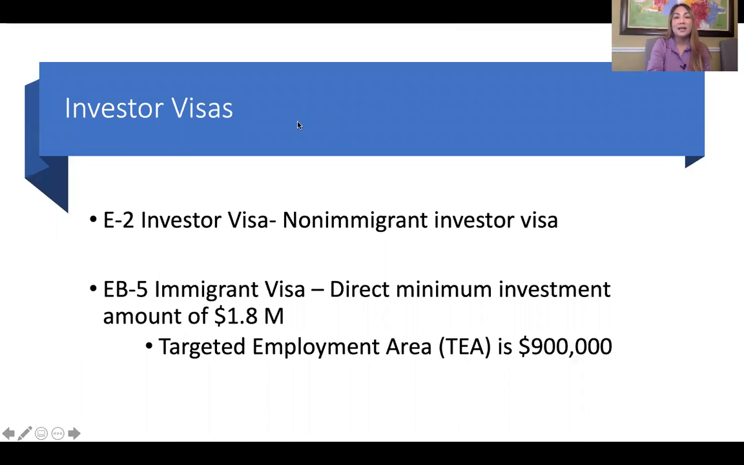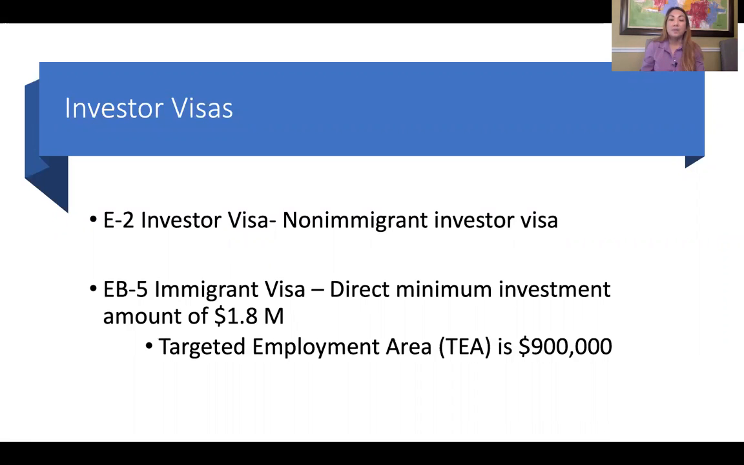Okay, investor visas. There are two types or two categories. One is the E-2 investor visa, which we're going to be focusing on today, and the other one is the EB-5 immigrant visa. Basically, the E-2 investor visa is a non-immigrant temporary investor visa. It does not give you the permanent residence or the green card. The EB-5 immigrant visa is the one that gives you the green card.